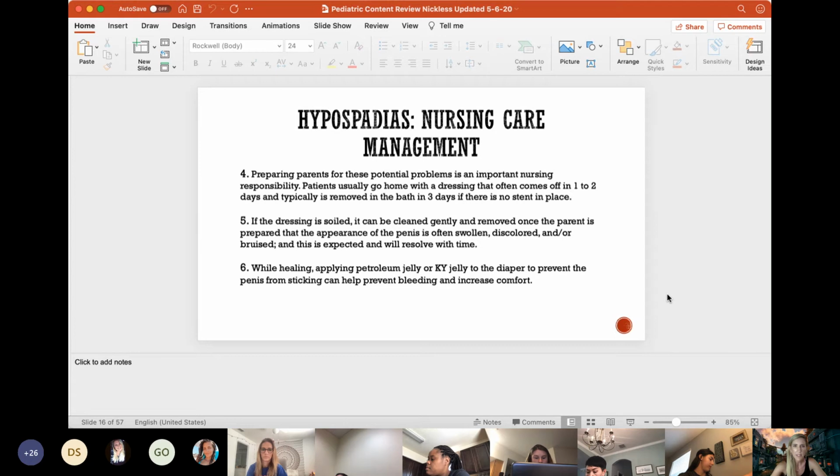And typically, the dressing will come off in 1 to 2 days. And they'll be able to take a bath after 3 days. Obviously, we want to look for bleeding, making sure the penis is not swollen or discolored. And just like with a circumcision, we want to use lots of KY, because the last thing we want to do is have that area that was repaired stick to the diaper and have to pull that off. That would be awful. So that's why we're going to use that petroleum jelly or KY to make sure that it is not going to get stuck on the diaper.